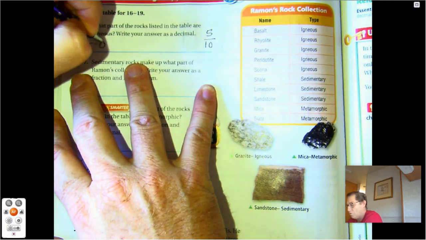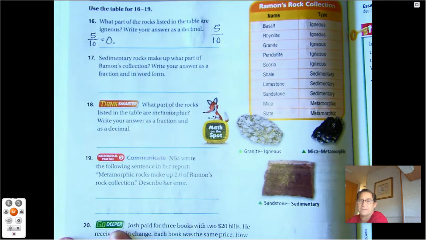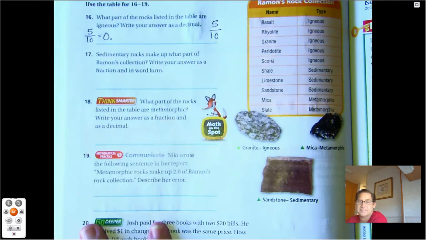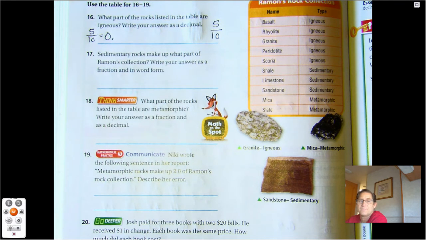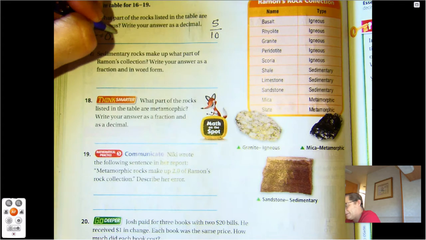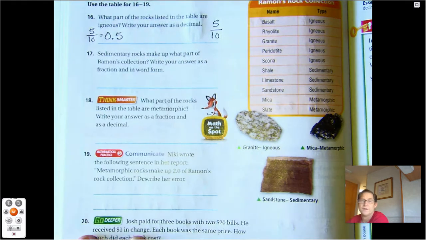Okay, so we have no whole numbers. It would have to be all 10 of them would have to be igneous for it to be one whole. So we have 5 out of 10, so it's less than 1. 5 is in the 10th place, so 0.5.